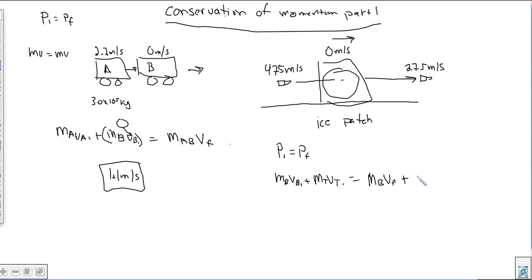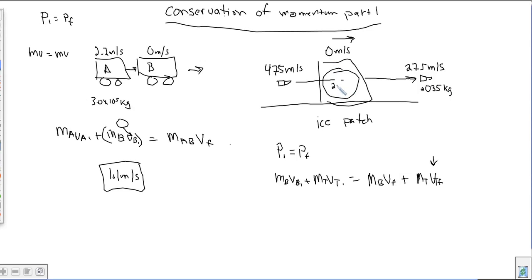So then we also have the mass of the target times the velocity of the target final. So we only don't know this one variable, so pretty simple to do. All you're going to have to do is throw in your mass. So say you know that the bullet weighs 0.035 kilograms, and let's say that you know that the target weighs 2.5 kilograms.